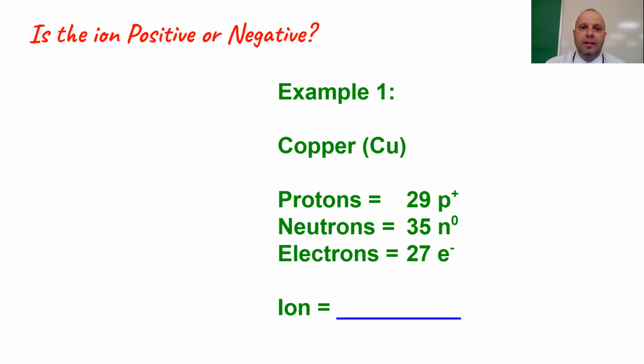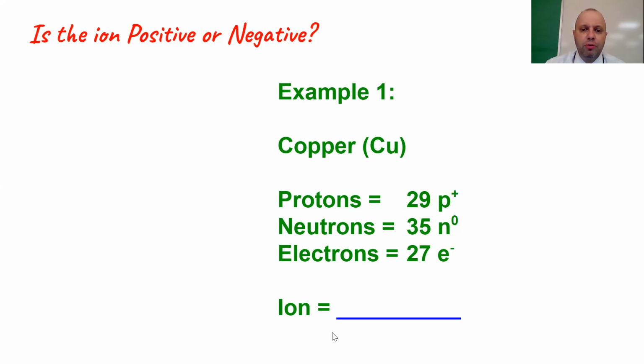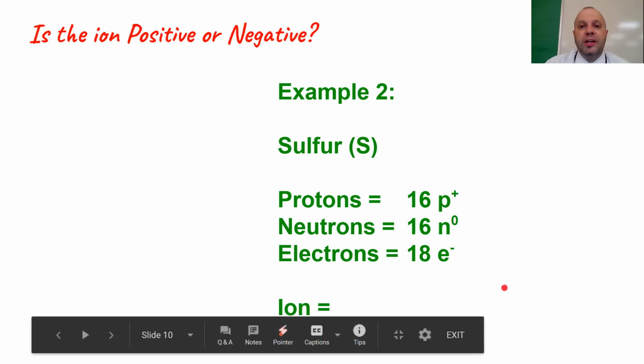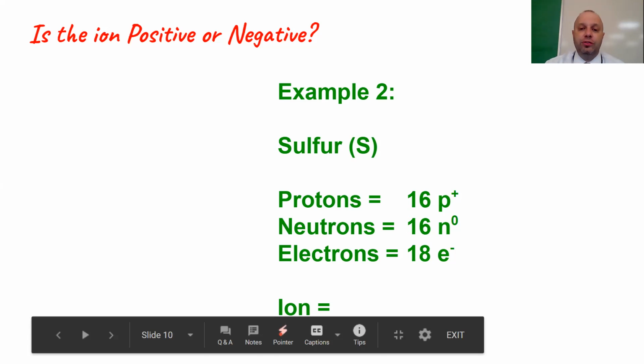Okay, next part. We are going to move on to the next page. So let's hit that. So in our next example, we have sulfur. So this time we have 16 protons. We have 18 electrons. So because we have more electrons, the overall charge is going to be negative. So this ion is going to be negative.